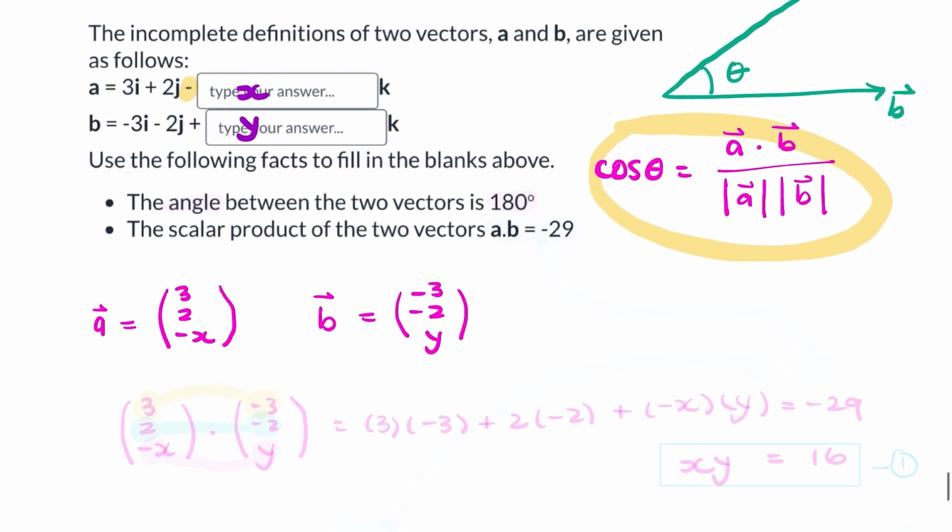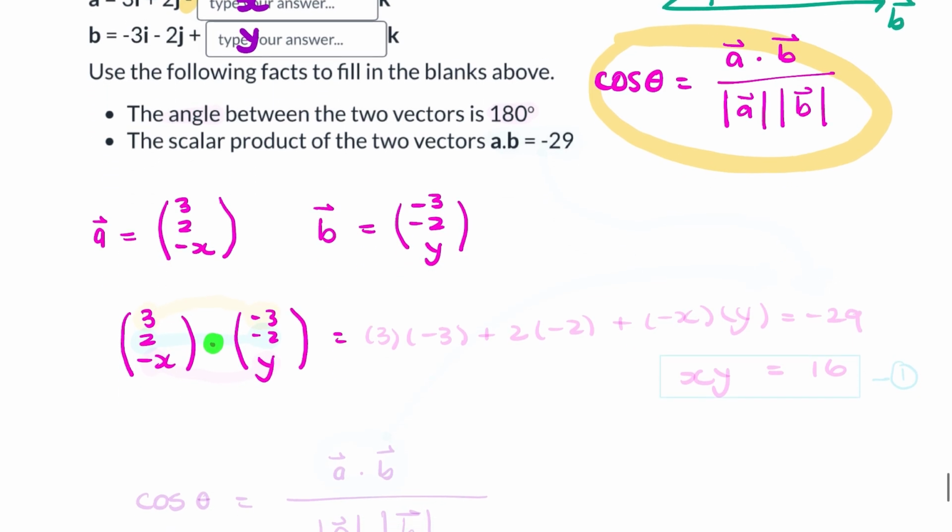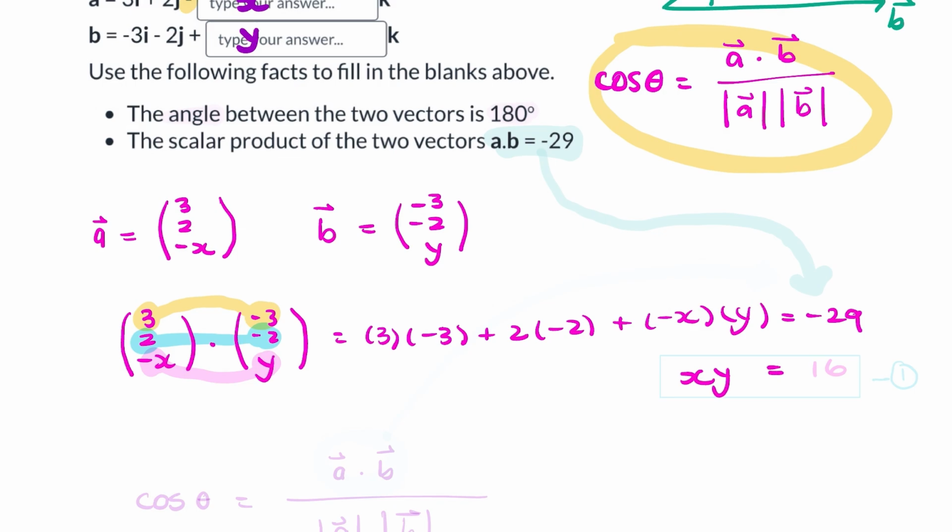Then the dot product of the two matrices will be the products of the i, j, and k components added together. So we take the i components and multiply them, then the j components and multiply them, and the k components and multiply them, and we add those together. So it's 3 times negative 3 plus 2 times negative 2 plus negative x times y. And the answer is given in the question as negative 29. So if you rearrange that, that will give you x multiplied by y equals 16.